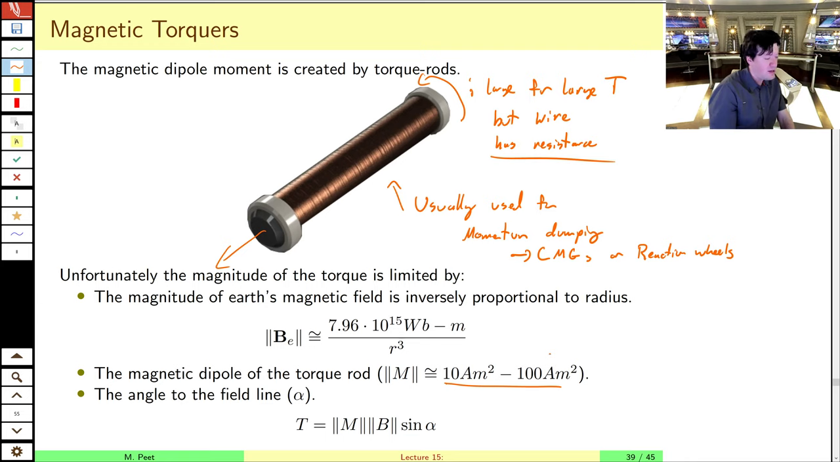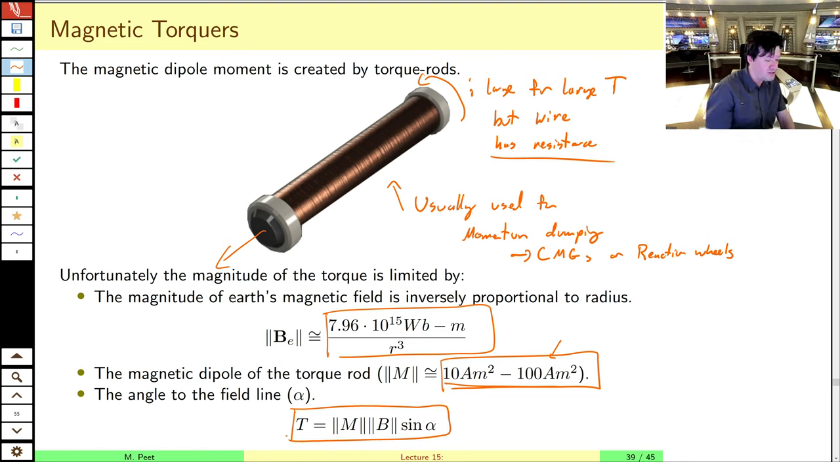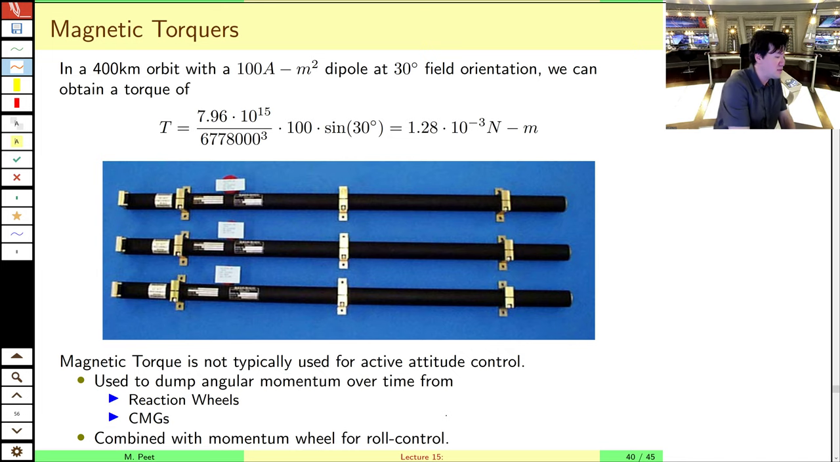To give a feel for that, the magnetic field of the Earth is not terribly strong. So that's the magnitude of the magnetic field of the Earth. And so if we create an arbitrary magnetic dipole of 10 to 100, then we can pretty easily calculate the achievable magnitude of the torque by just taking the product of those two, and then we have the angle between them as well, but that doesn't matter quite so much. So if we just run some numbers here, for example, these torquer rods are rated at 100 ampere meters squared. If we're up in a 400 kilometer orbit, remember the magnetic field of the Earth declines as you get higher up. But anyway, at 400 kilometers, we can use this number.